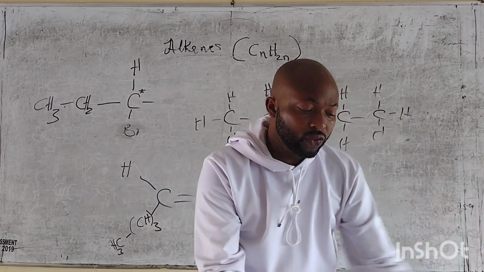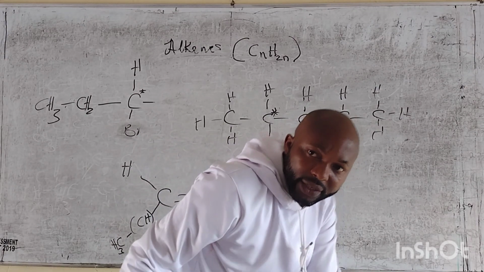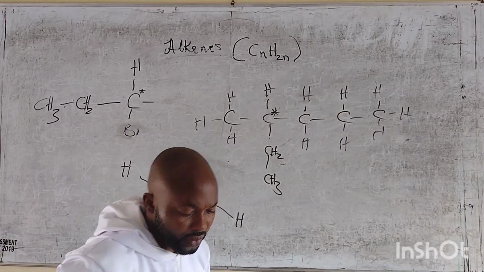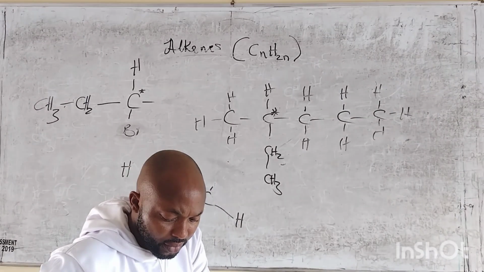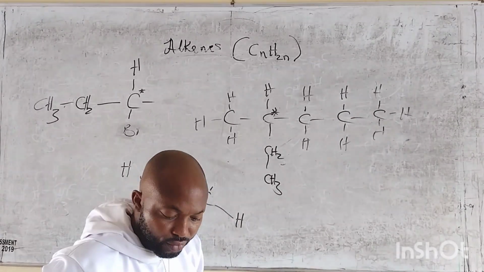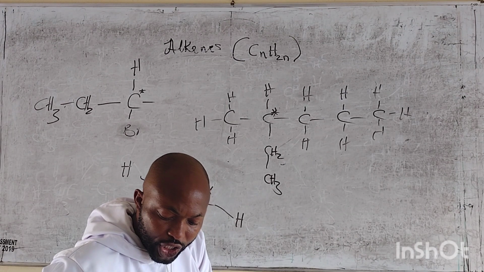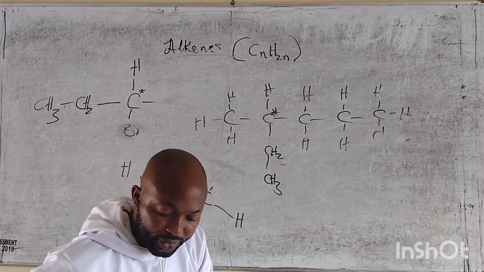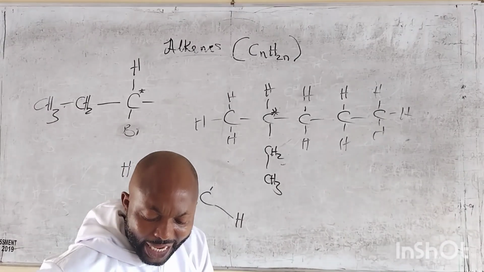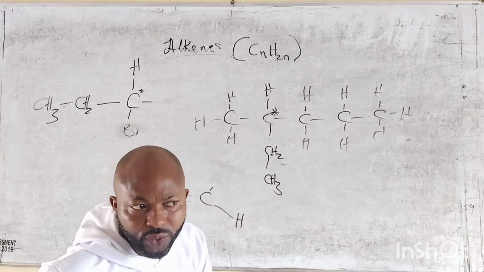Let's go to the rules of naming. Rules of naming alkenes. General procedure for naming alkenes. 1. Select as the parent chain the longest continuous chain. Of course, we did that in the previous one.